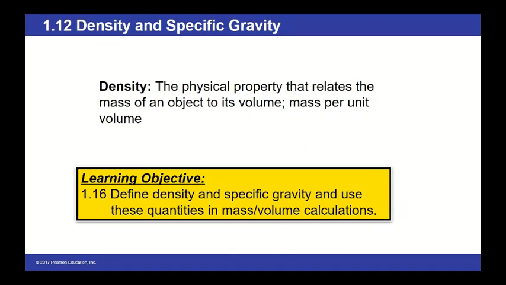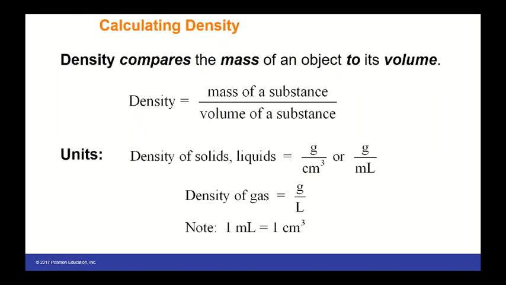Last, we're going to discuss density. The learning objective here is to define density and specific gravity and use these quantities in mass-volume calculations. Well, we know that density is a physical property, and it tells us the amount of stuff that there is in a certain volume. So it's the amount of mass per unit volume. And we know that things that are more dense have more mass per unit volume.